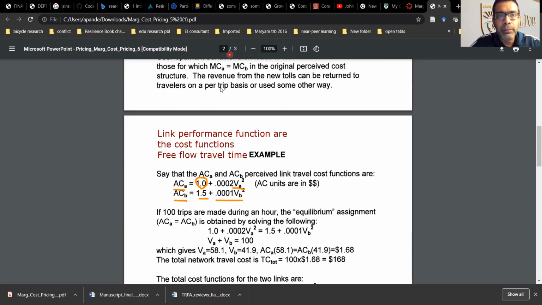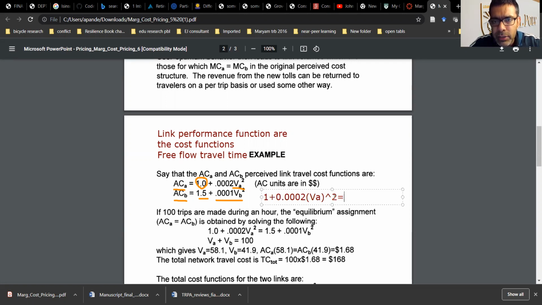Okay? So to me, this is what it would look like when 1 plus 0.002 VA raised to power 2 becomes equal to what? Now you should be able to tell me.